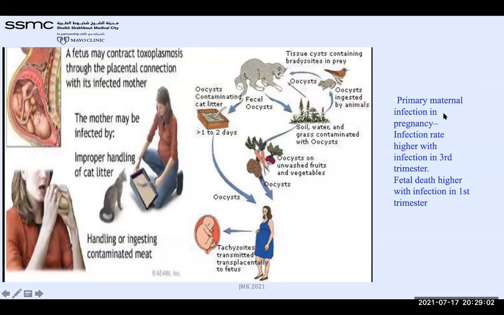So the primary maternal infection in pregnancy, infection rate is higher with infection in the third trimester. So the infection rate is very high in the third trimester. So that's why we have to be very careful when we eat vegetables, and the meat should be properly cooked.